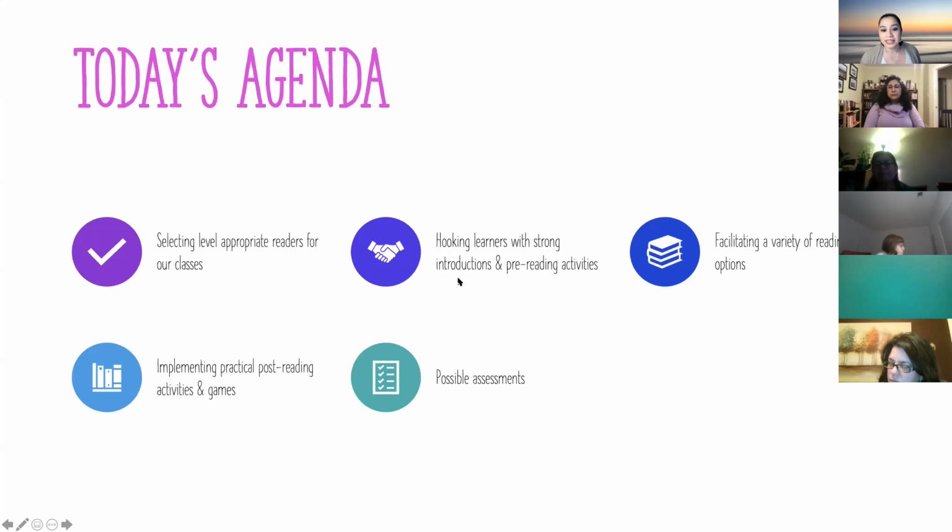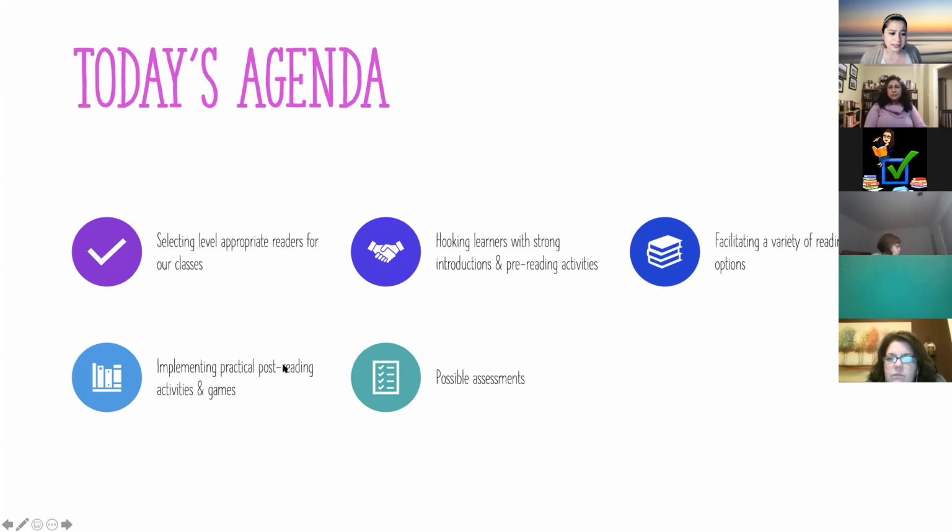Okay, so the other thing we're going to be talking about is hooking learners with strong introductions and pre-reading activities, and how we can facilitate a variety of reading experiences so that our students don't get bored, because sometimes it seems like 4 weeks is a long time. But if you're teaching with units or you're bringing themes to the classroom, how long does it take you to teach those as well? A couple of weeks too. So the students are not going to feel it much differently.